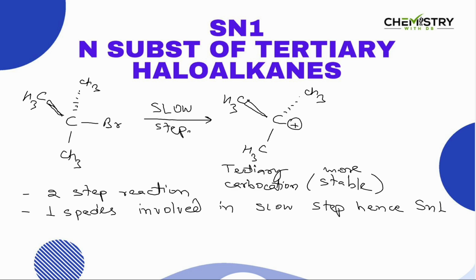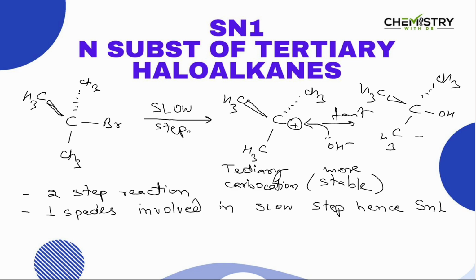So as a result of this, in the first step only the tertiary carbocation forms, and afterwards the OH minus, which is the nucleophile, attacks the carbocation, and this gives rise to the alcohol, a tertiary alcohol, right? And the halide ion had formed in the first step only. So it's a two-step reaction, as you can see.